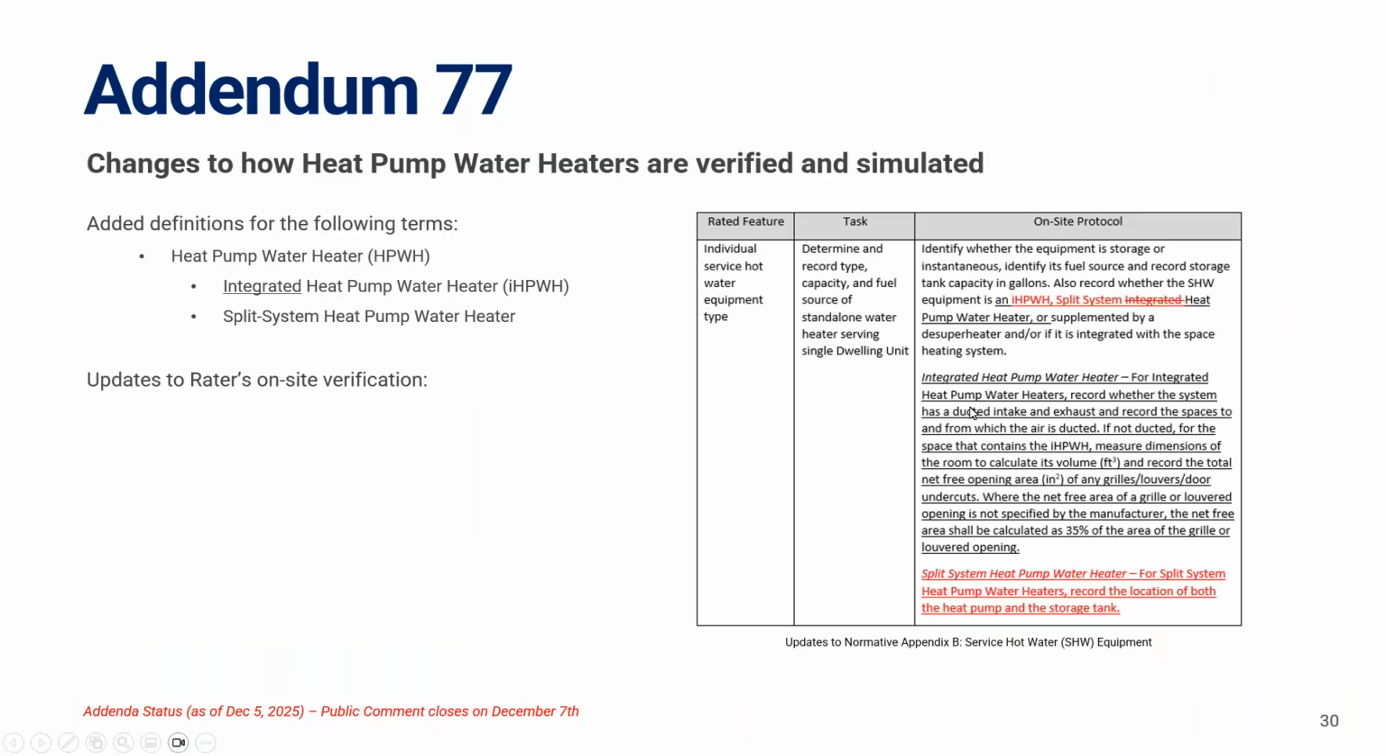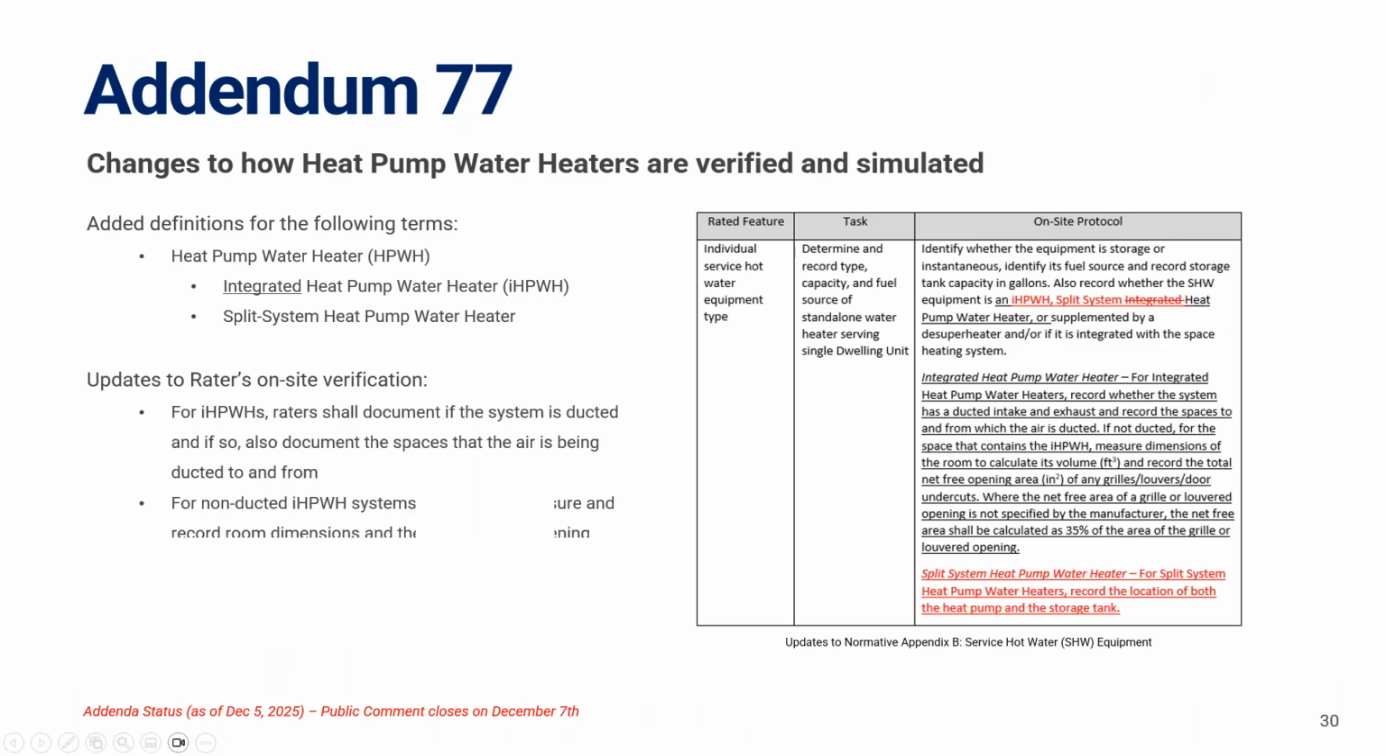Now, the next thing to do is this big block of text that's on the right-hand side. I'm going to give it to you in layman's language on the left. The first one, you have an integrated heat pump water heater, the one that had the compressor on the top. Now, the rater is going to be asked to document if that system is ducted. It can have ducted intake and ducted exhaust. And then you're also going to be asked, where is it ducting the air to and from, right? So that's something new, a piece of information you were going to have to collect from drawings or once you get on site. Now, if it's not ducted, which is typical, most of them are not ducted right now, or not ducted on both sides, now you have to measure and record the dimensions of the room that the heater is in.